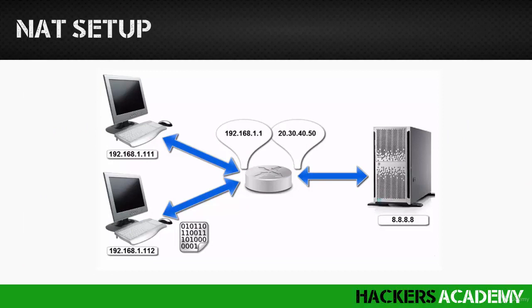So the first one has the IP address of 192.168.1.111, and the second one is 192.168.1.112. These two laptops at home have private IP addresses. Both these machines are connected to your wireless router. If these two machines need to talk to each other, it's very straightforward and simple. All they have to do is redirect the traffic through the router and talk to each other.